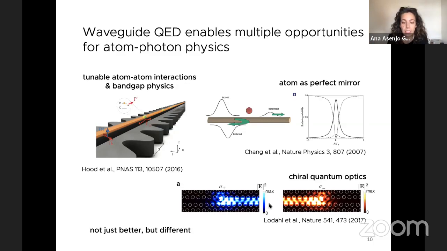And it's, for instance, a tool to realize cluster states, which are a way of realizing measurement-based quantum computation. So this means that interfacing atoms with dielectrics is not just a way of doing better cavity QED. It's a way of doing different things. It enables a lot of possibilities for atom-photon physics.